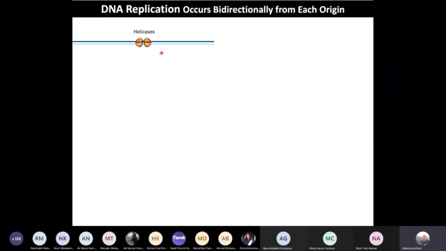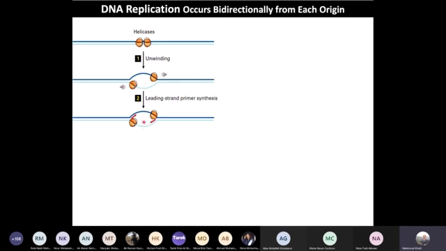To describe more what the bidirectional mechanism is, you can see here a linear, double-stranded DNA. The helicase sits and binds to the DNA at the replication origin. It melts the DNA, opening it up by unwinding and melting the hydrogen bonds. Soon after that, the replication starts.